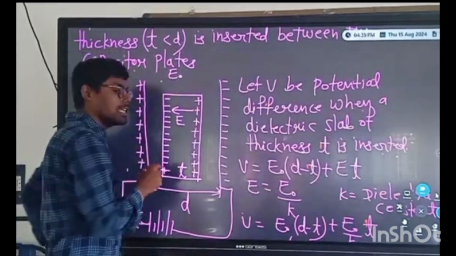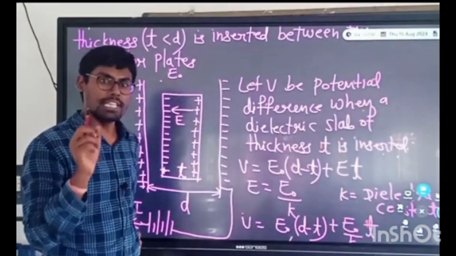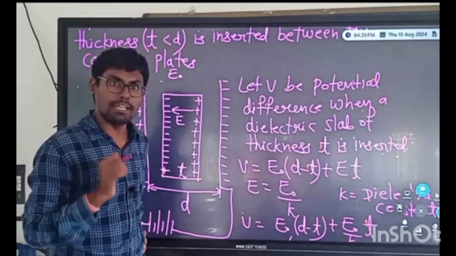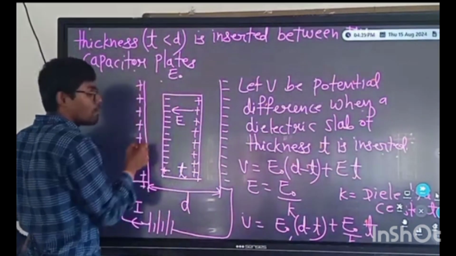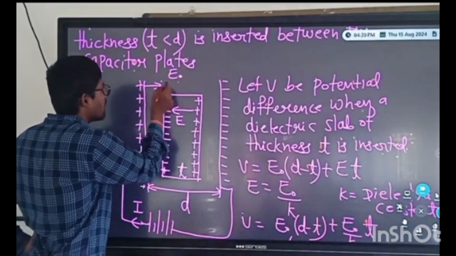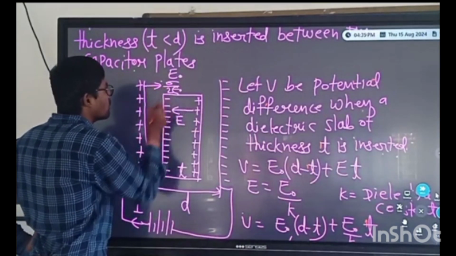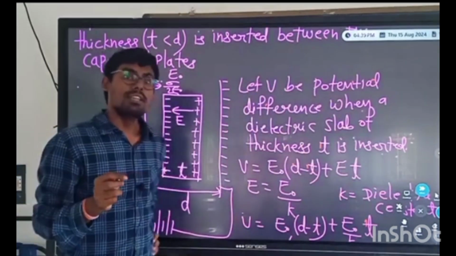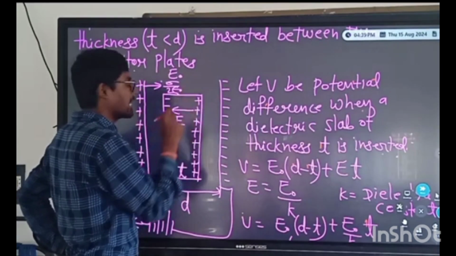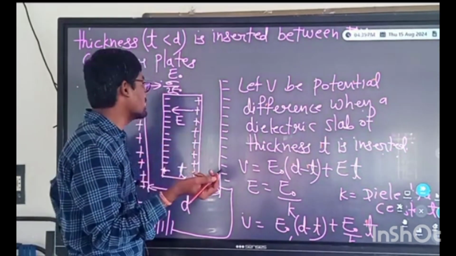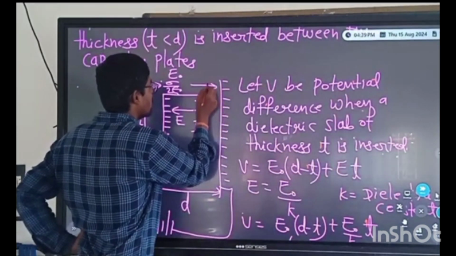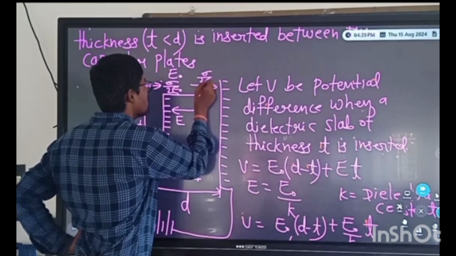Each capacitor plate behaves as an infinite plane charge sheet, and the electric field due to an infinite plane charge sheet is sigma by 2 epsilon naught. So due to the positively charged plate, the electric field will be sigma by 2 epsilon naught, where sigma is the surface charge density, and due to the negative plate, again it will be the same, sigma by 2 epsilon naught toward the negative plate.